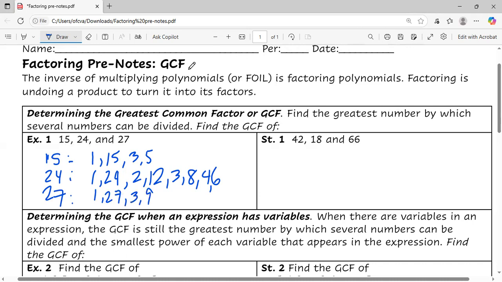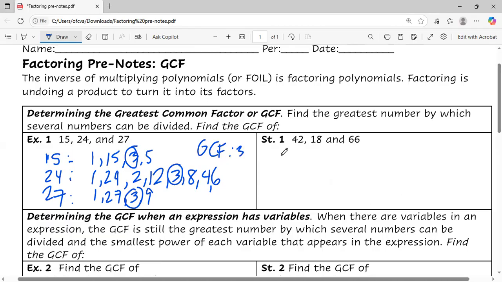All we have to do to find the GCF for those three numbers is find the biggest number that is in common in all three. If you look at the list for 15, the list for 24, and the list for 27, the biggest number they all have in common is 3. So your GCF here is 3. That's pretty much it. This is just when you have numbers, no variables, no powers, nothing like that.